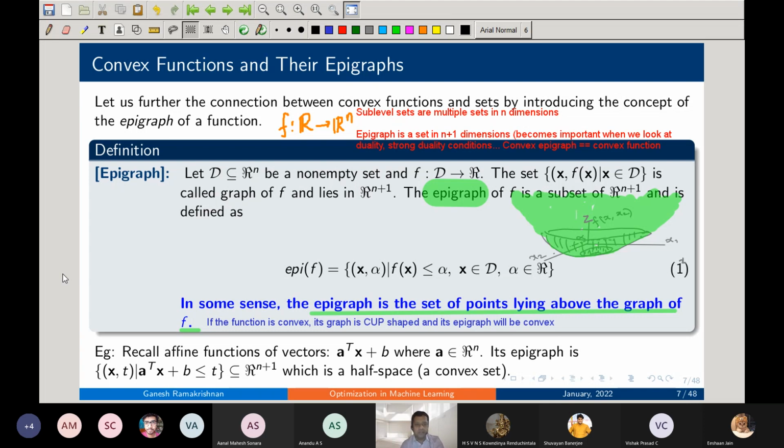It's even more intuitive when you look at affine functions, right? So affine functions of vectors, A transpose x plus b. And what is this epigraph? Its epigraph is the set of (x, t) such that A transpose x plus b is less than or equal to t, which is a half space, a convex set. So again, that's easy to see. Let me just draw it for you.